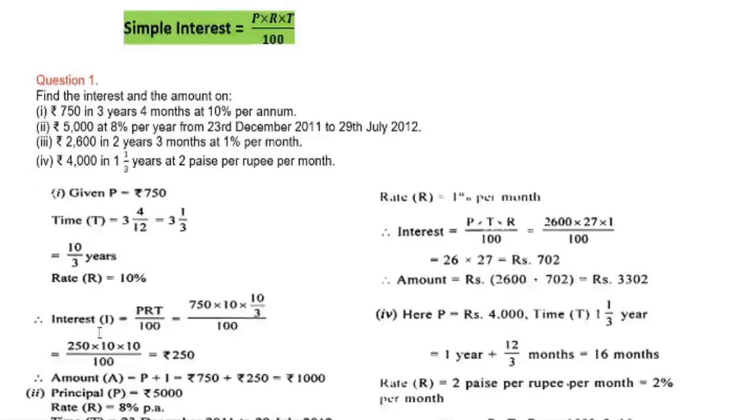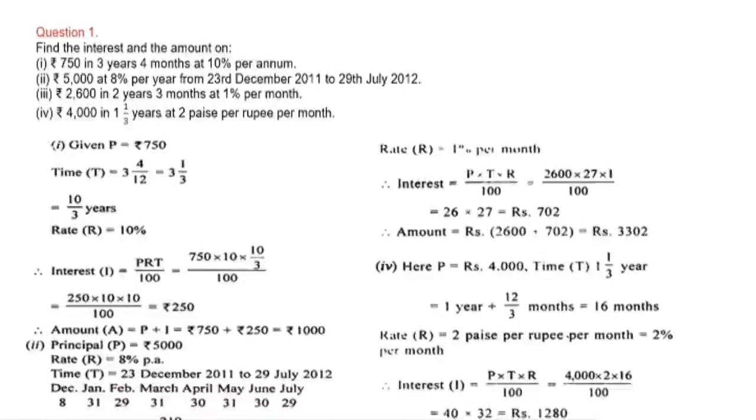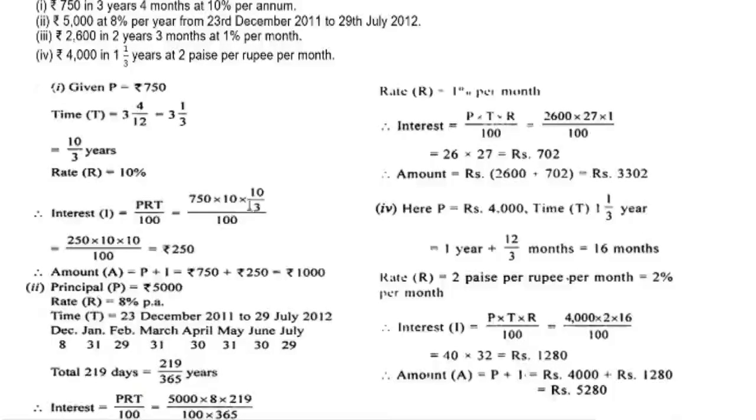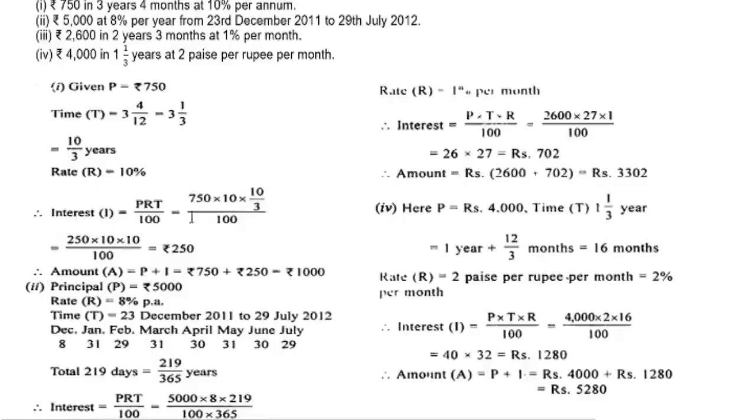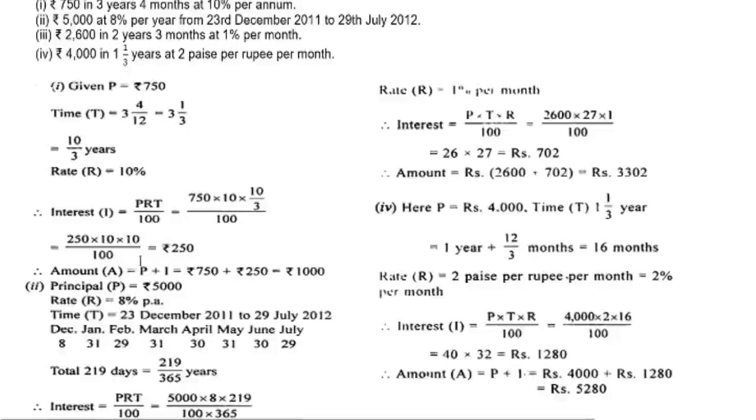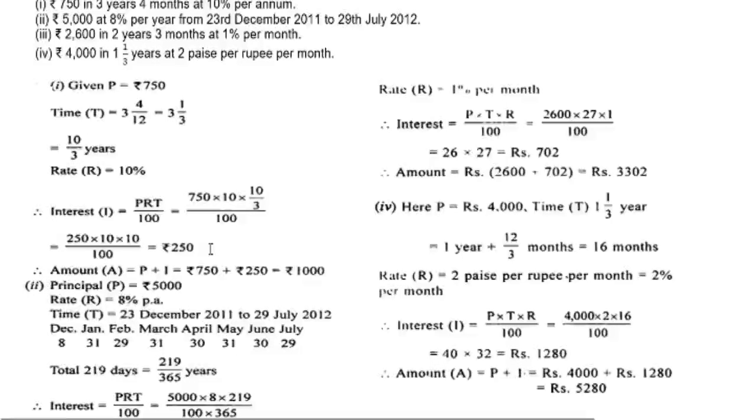So first we calculate the interest. Interest equals P into R into T divided by 100. Substitute the values: P is 750, R is 10, time is 10 by 3, all divided by 100. Simplifying, you will get 250. This is the simple interest for the given time. Now we calculate the amount. Amount equals principal plus interest. So we get the amount 750 plus 250 equals rupees 1000. That means at the end of 3 years and 4 months we will get rupees 1000.